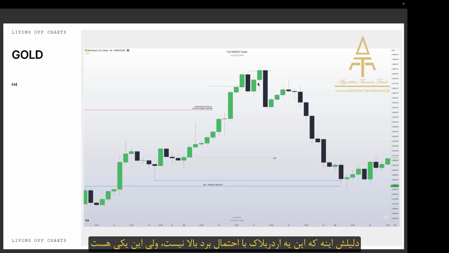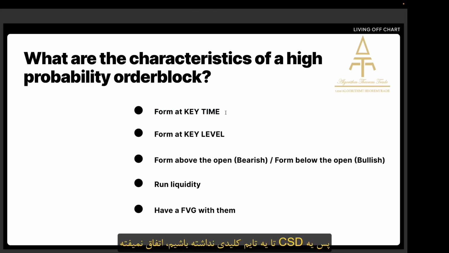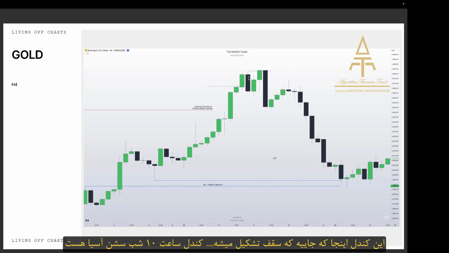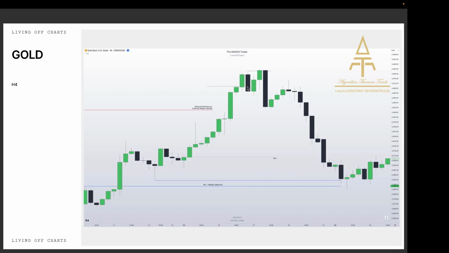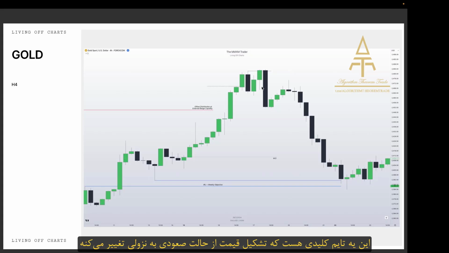The reason for that is this is not a high probability order block, whereas this is. So what makes a high probability order block? They form at a key time. A change in the state of delivery does not happen until a key time. This candle right here, where the high would form, is the 10 p.m. candle in Asia. This is not significant for a USD based pair. This candle right here is 10 a.m., so this is the New York session. This is a key time where the delivery changes from bullish to bearish.